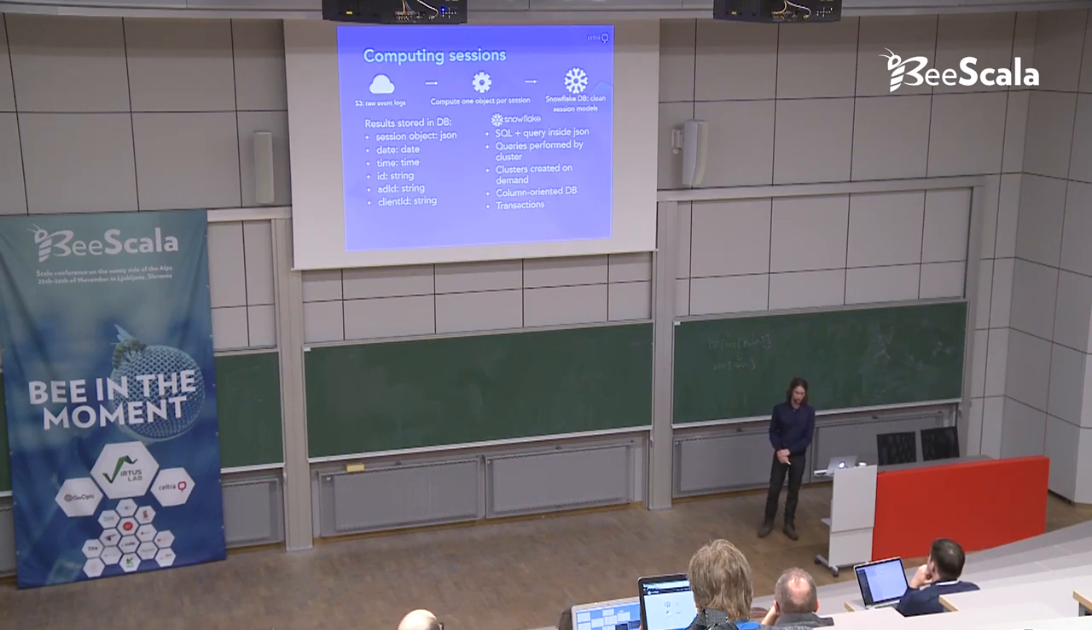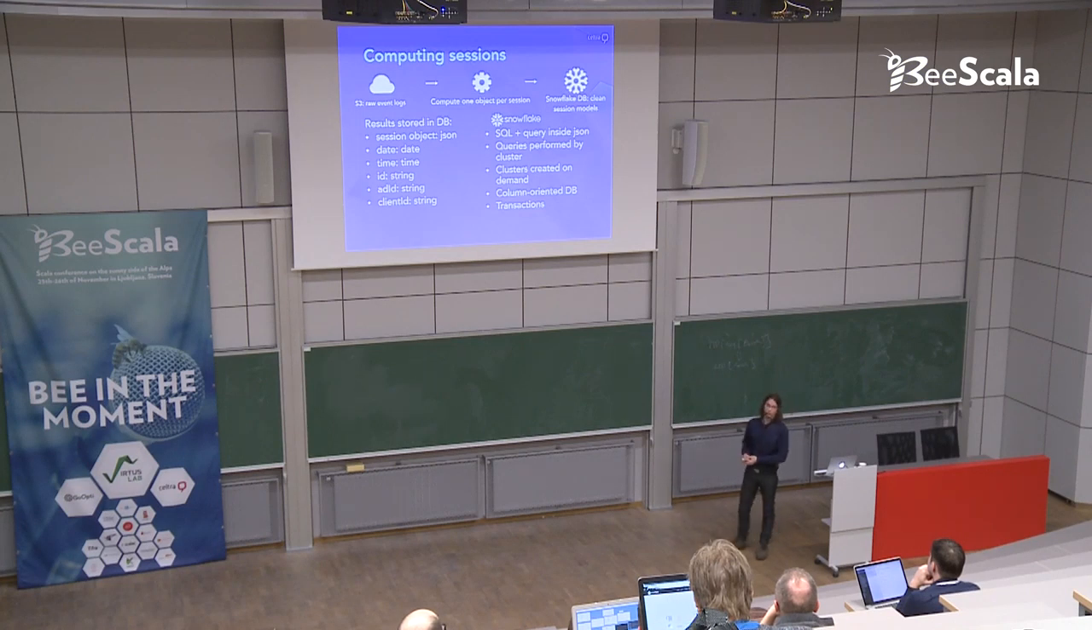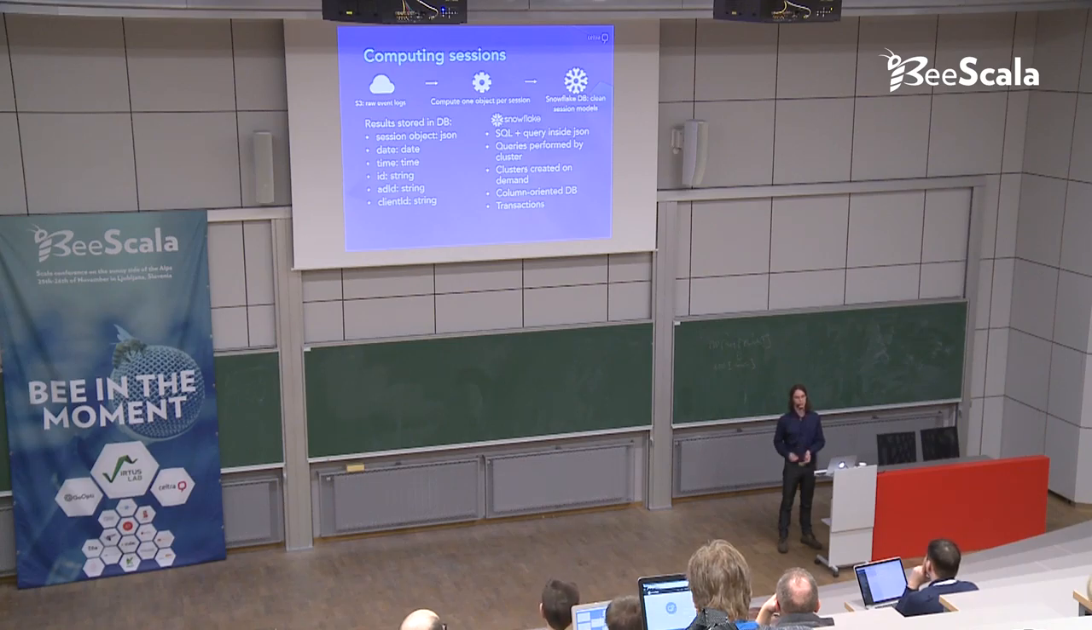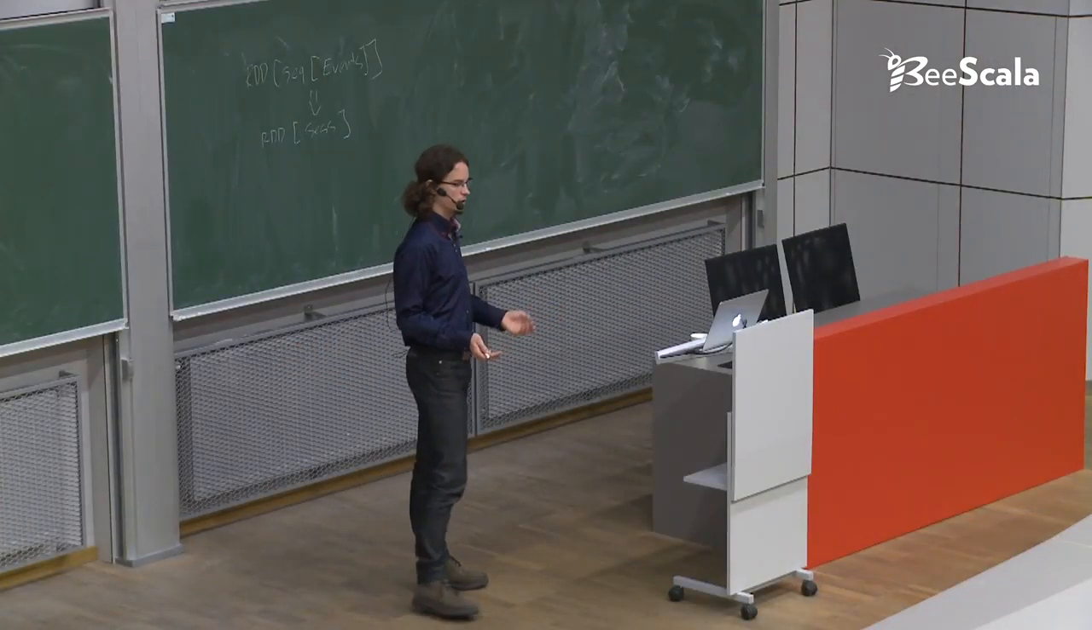We're using Snowflake, which is kind of a mixture of relational database and NoSQL database. It can work with SQL, but you can also do efficient queries within those JSON objects. The queries are performed on clusters, so you can make a query about gigabytes of data and it will run for a couple seconds, really fast. And the best of all is you can scale this cluster. If you're processing a lot of data, you spawn a big cluster, and once you don't need it, you just shut it down and stop paying for it.